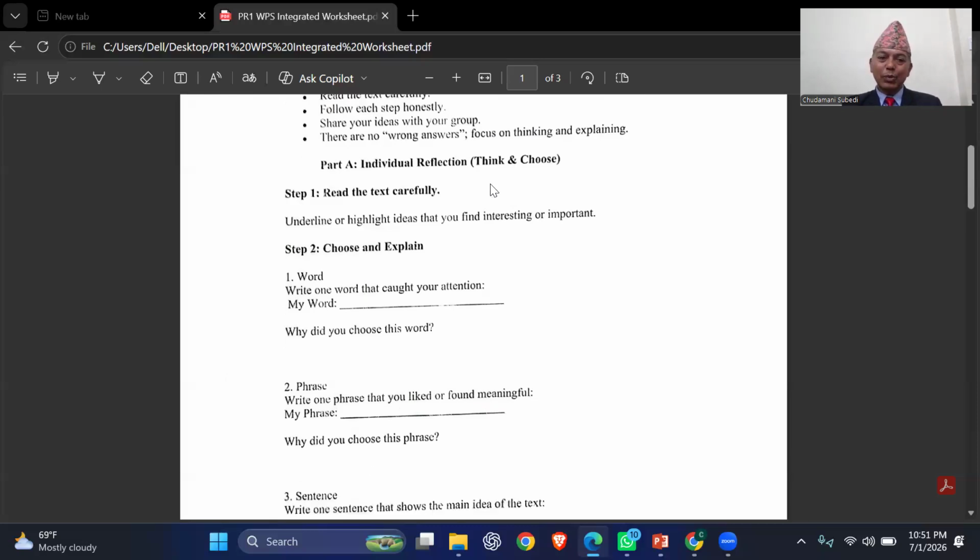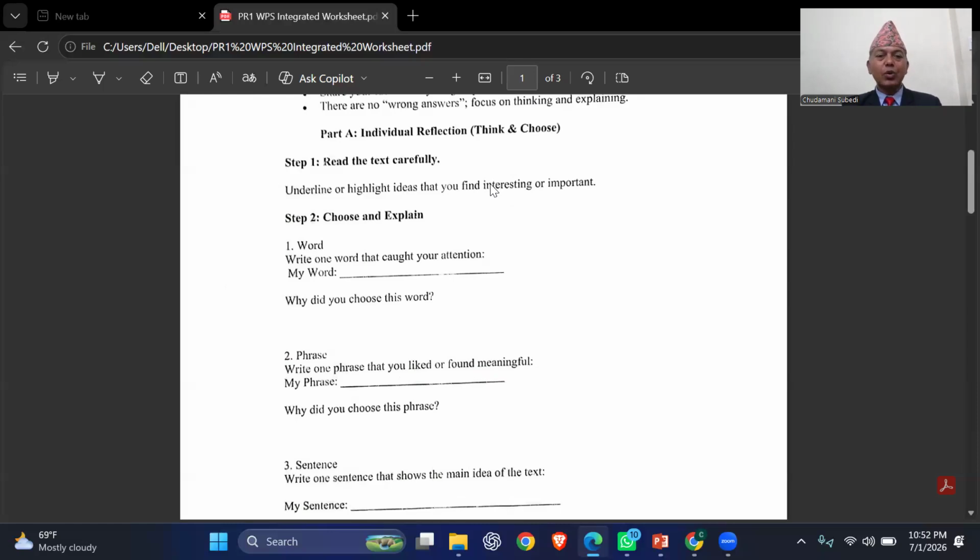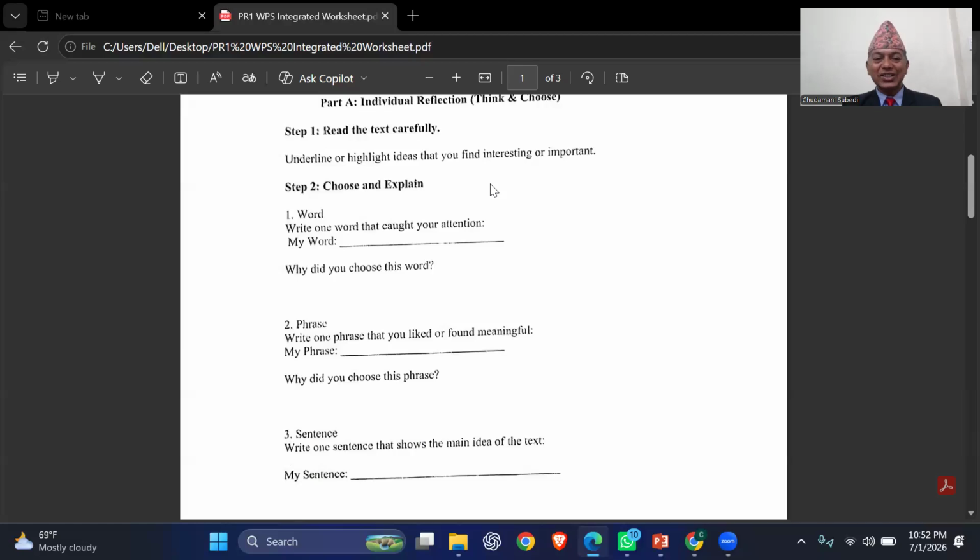In the same way, students write one phrase that they liked or found meaningful. Then the students select and write one phrase. Why did you choose this phrase? Then students write the answer.